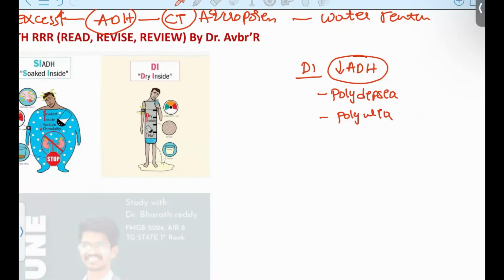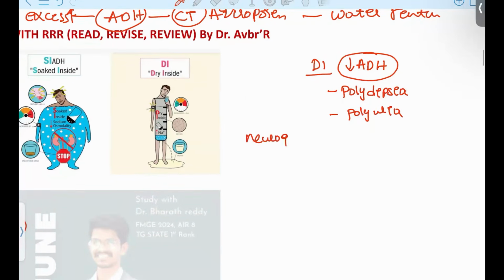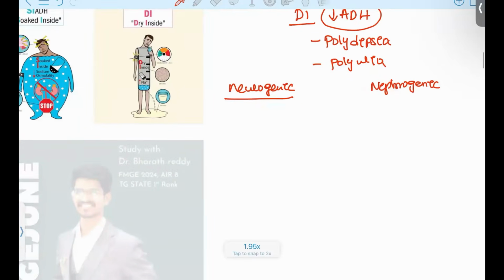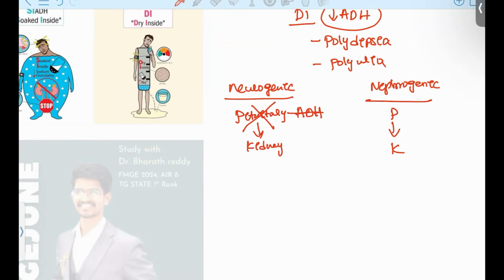DI is subdivided into neurogenic, so central, or nephrogenic. Basically, your ADH is coming from the pituitary and going to act on the kidney. Same as here, pituitary and the kidney. So in neurogenic, in the pituitary itself, ADH is absent. ADH is not working. So you can treat this patient with desmopressin, a vasopressin analogue. Instant relief can be seen in this patient.